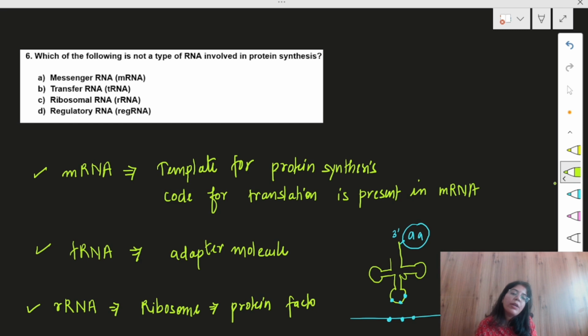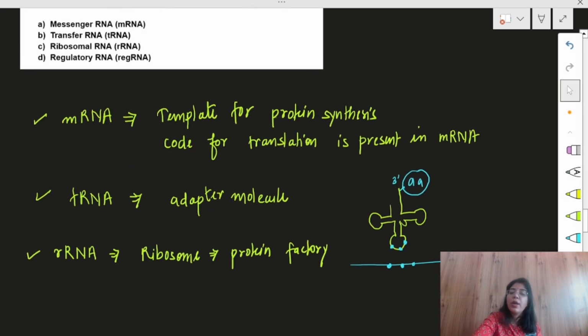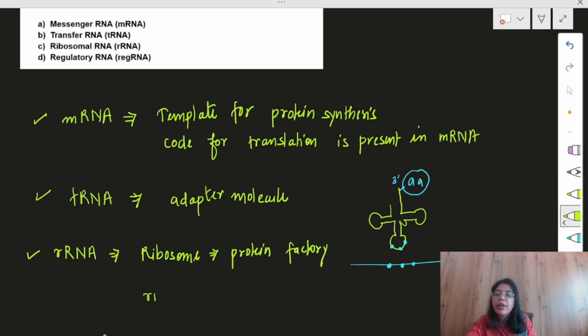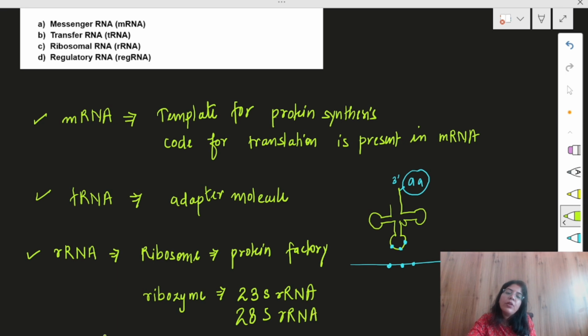Without ribosome, can we make protein? No. And one of the ribosomal components is very necessary for us. Why? Because it acts like a ribozyme. If it is prokaryote, it is 23S ribosomal RNA. If it is eukaryote, it is 28S ribosomal RNA, which helps in peptide bond formation when your amino acids need to be connected.